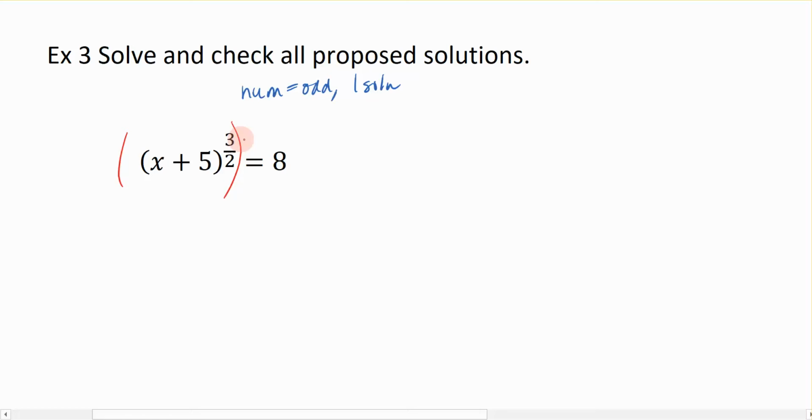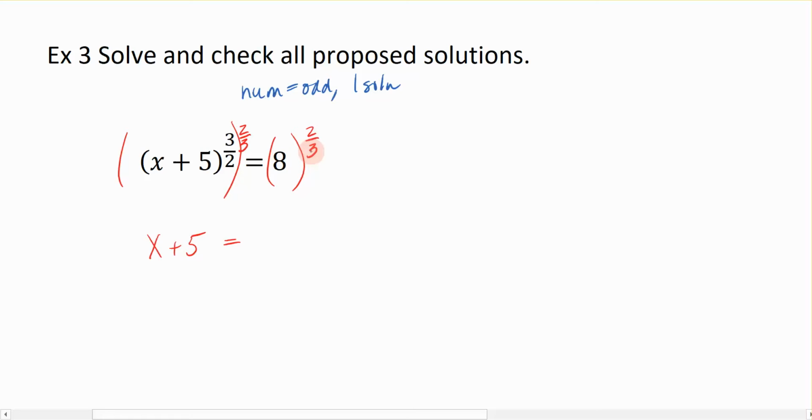Well, if I raise both sides of the equation to the reciprocal of this power, so 2/3, then remember when I raise a power to a power, I multiply those two numbers together, and in this case that gives me x plus 5 raised to the first power, because 3/2 times 2/3 is 1. On the right hand side, I end up with 8 raised to the 2/3 power. I can't do a whole lot with it in its rational form, so I'm going to change this into a radical to see if I can simplify it.